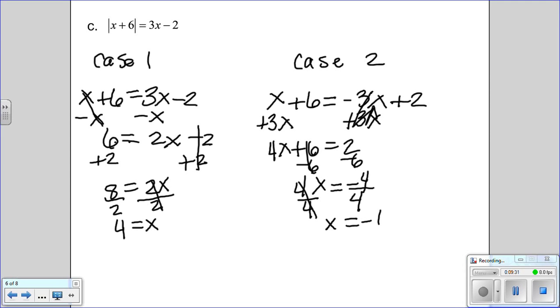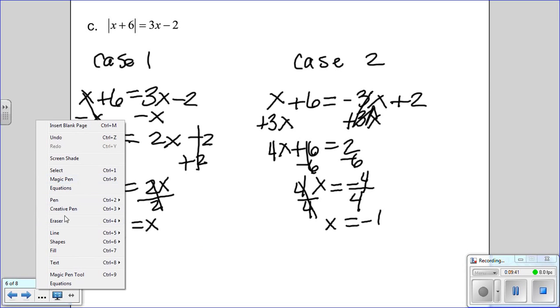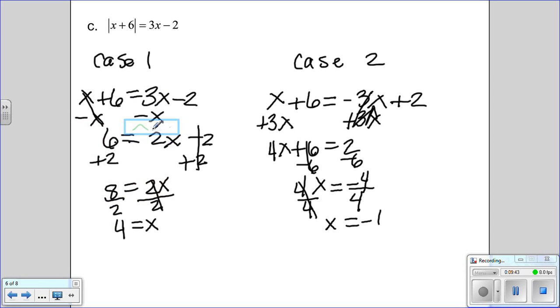We are not guaranteed that these two are actually solutions to the equation. So you go through all this work of solving both cases, case 1 and case 2, but now you have to check your solution. Okay, so I'm going to check in green here. You go back to the original equation up here, and you plug in your solutions. I'm going to start with x equals 4.